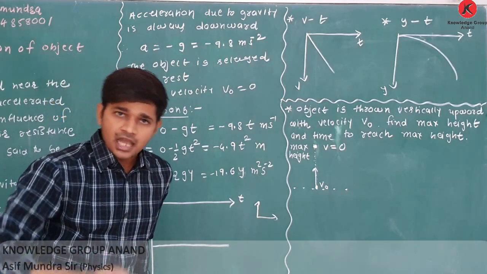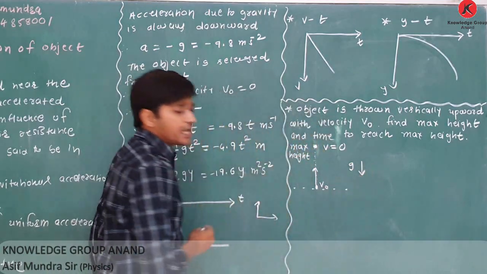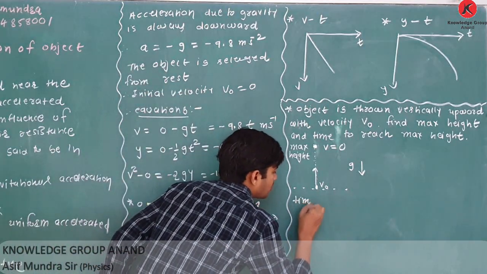Clear? Okay. Gravitational acceleration g is in downward direction. So first question, how to solve? See, okay, time to reach maximum height.